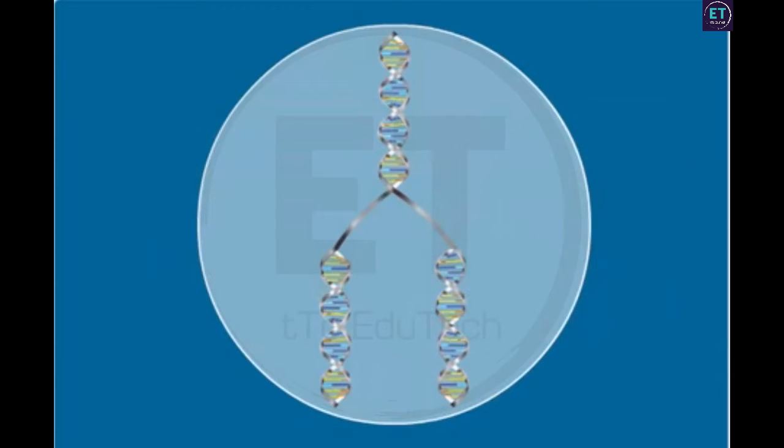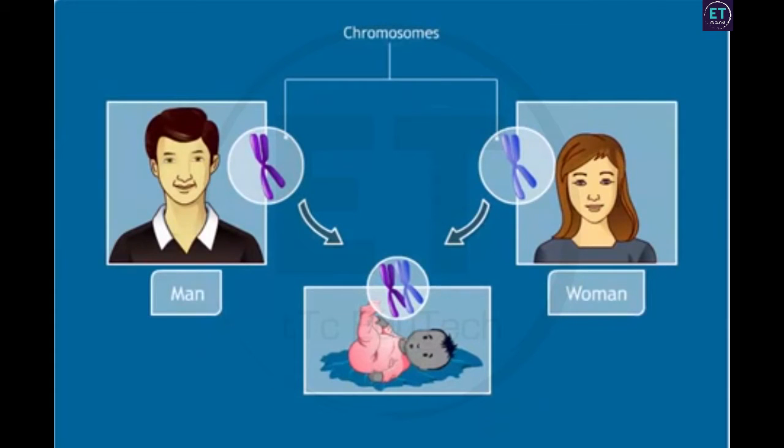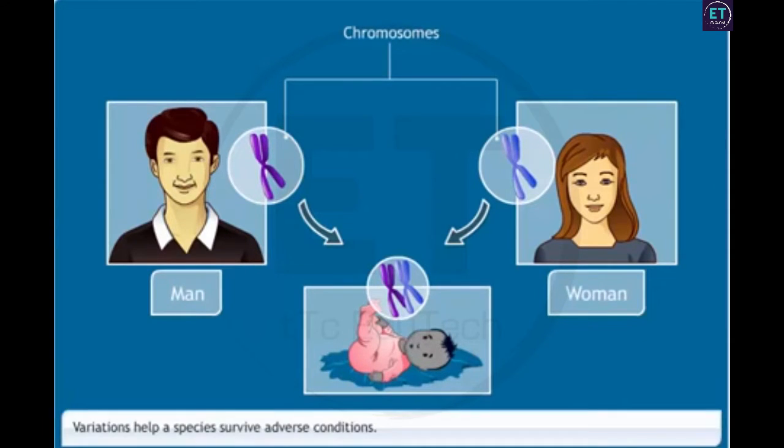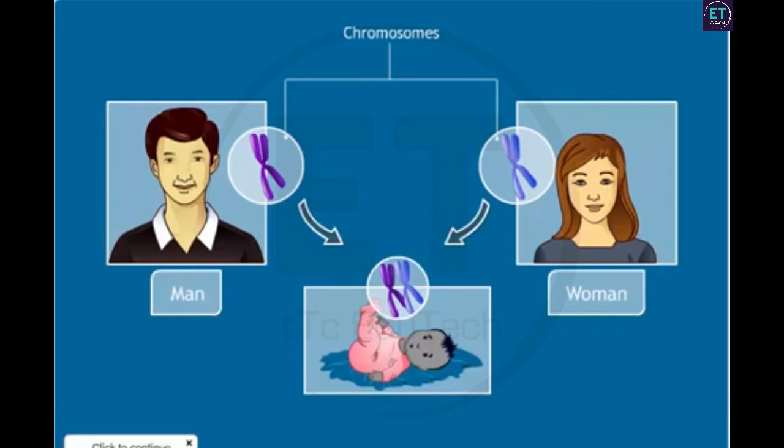In replication, the DNA is not identically copied. This leads to variations in the DNA. During reproduction, these variations are passed on to the offspring and then to the subsequent generations. Such variations can help a species survive adverse conditions.